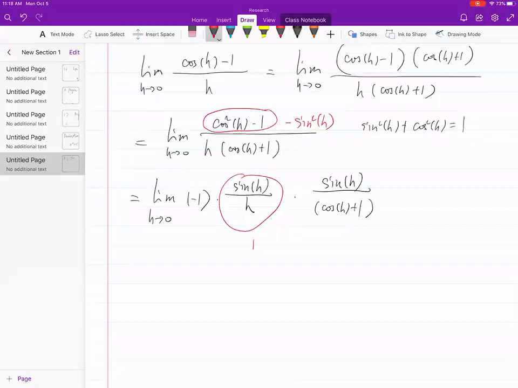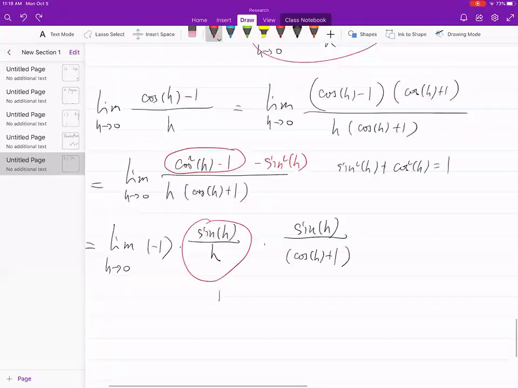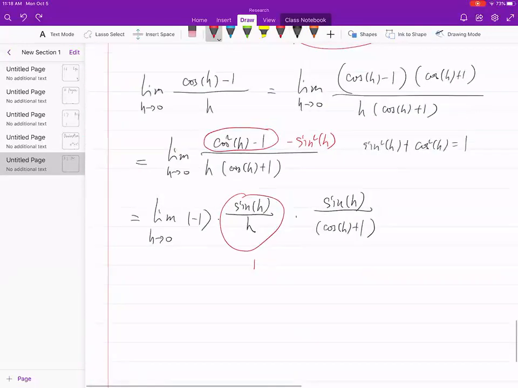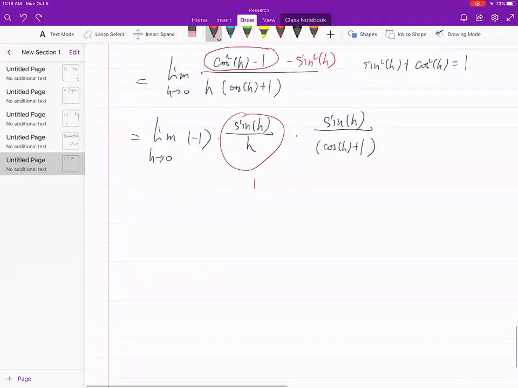Okay. So the top goes to negative sine squared h. We take the negative out. We take one sine h out. We have another sine h left. The bottom we have h. We match the h with the sine. We keep the rest. Okay.